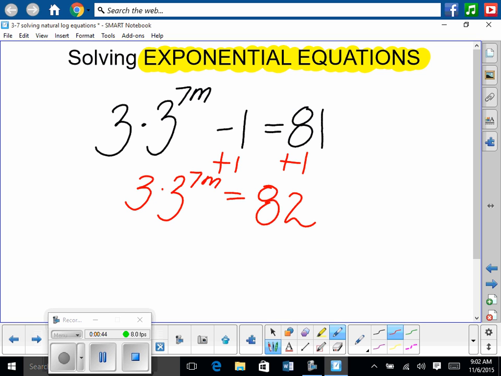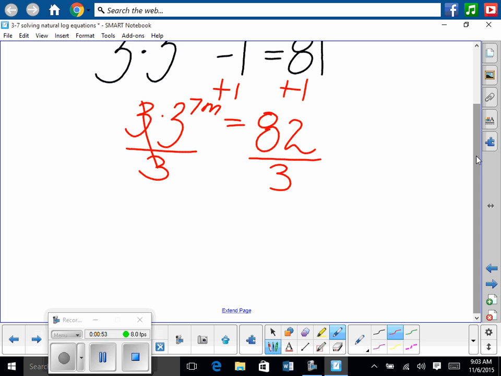This next step's really important. What would we do? Good. Divide both sides by 3. So then our 3's divide out. All right, so we have 3 raised to the 7n is equal to 82 divided by 3. So let's just leave it as 82 thirds because it's a decimal.